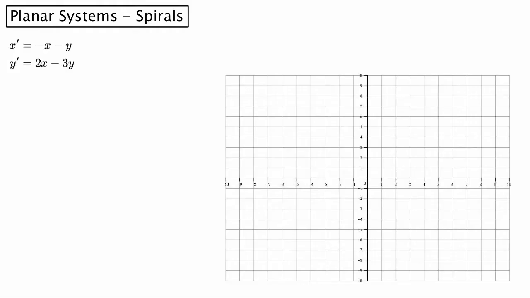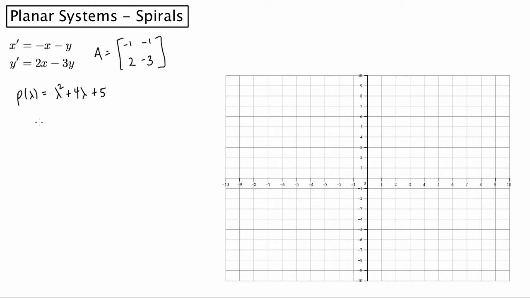Welcome to another podcast. This episode we're going to be taking a look at what's called a spiral system, or spiral critical point behavior of a planar system. For this example, we have a coefficient matrix of the form -1, -1, 2, -3. And so this is going to lead us to a characteristic polynomial of the form lambda squared plus 4 lambda, and here the determinant is 3 minus a -2, so it's going to be a plus 5.